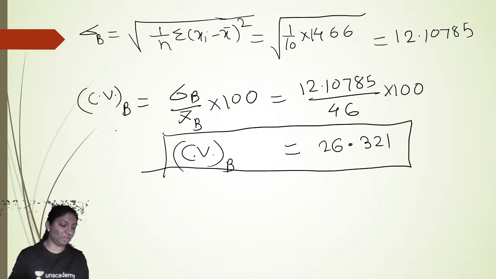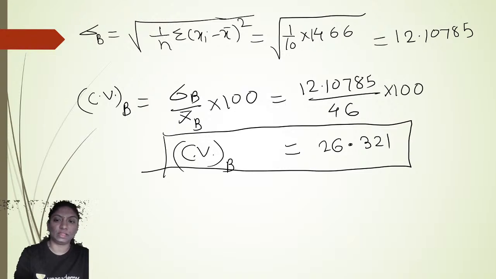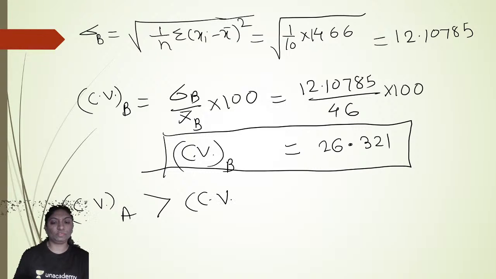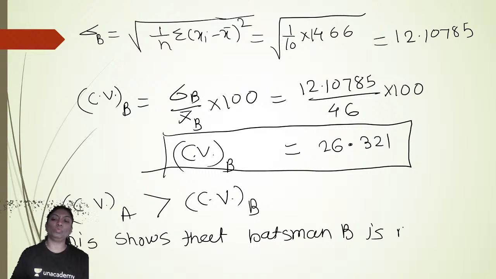26.321, and coefficient of variation for batsman A is हमारा वो 35 ना something, 36.7519. So coefficient of variation for batsman A is greater than coefficient of variation for batsman B. So this shows that batsman B is more consistent.